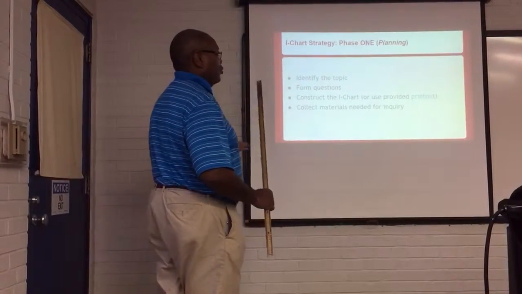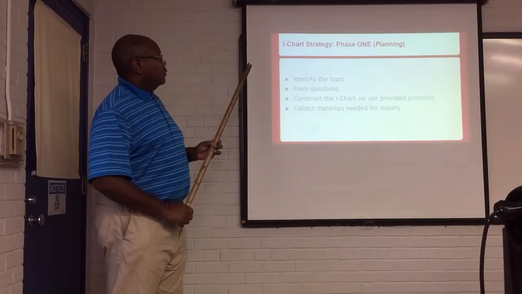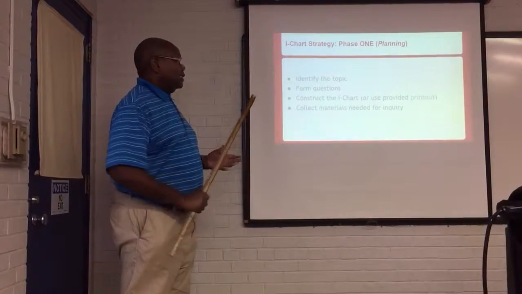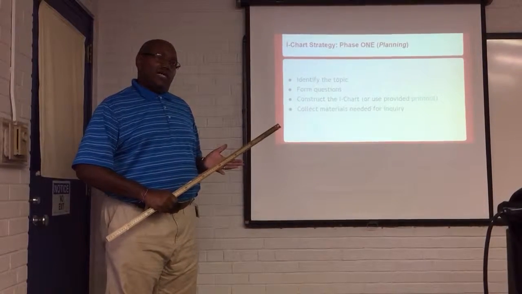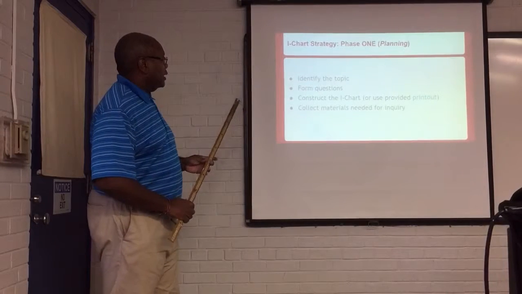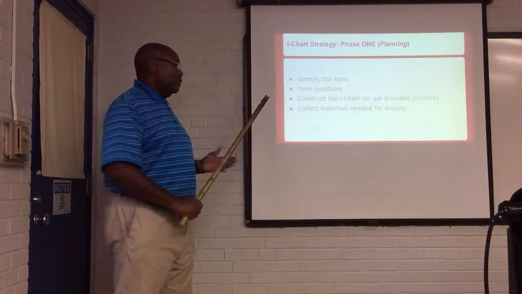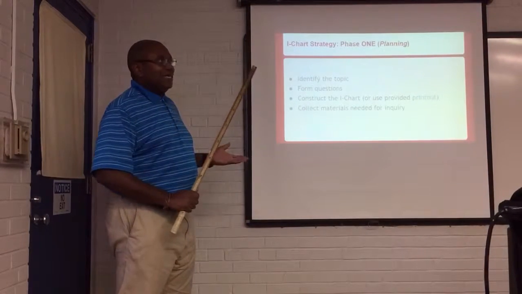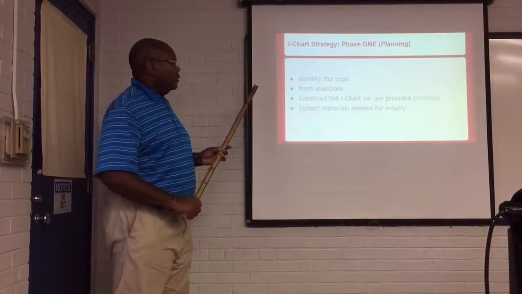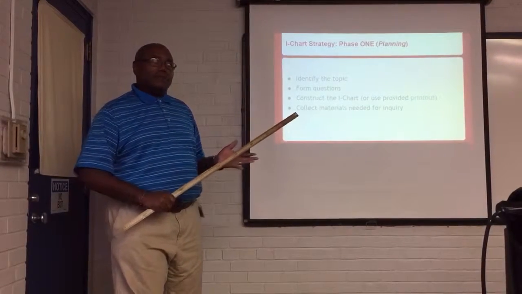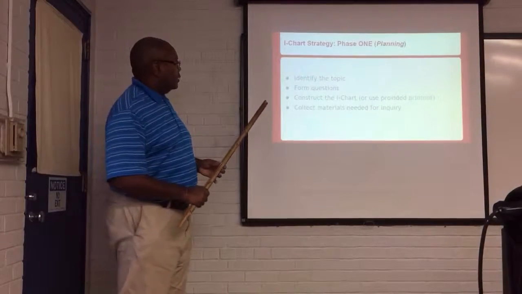Now, earlier we said that there were 3 parts to getting started. And the first part, which we'll call phase 1, is the planning. So how exactly are you going to do your eye chart? What's going to be the focus of your eye chart? And by that, we're talking about identifying a topic. Once a topic has been identified, usually very simple questions regarding that topic are asked. And those questions typically are related to the student's own pre-knowledge of the topic.